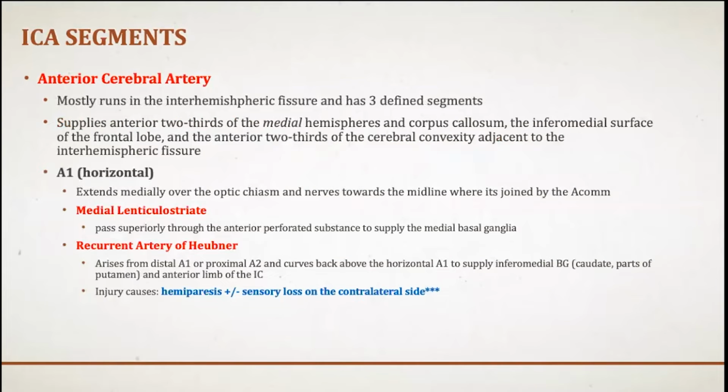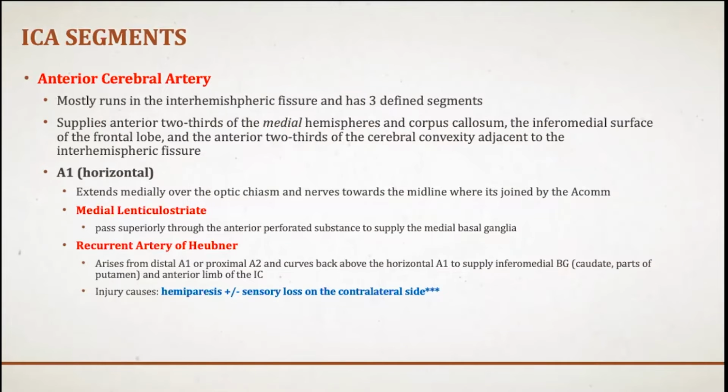Then you have the ACA, or the anterior cerebral artery, and this runs in the interhemispheric fissure and has 3 defined segments. So the ACA supplies the anterior 2/3 of the medial hemisphere and the corpus callosum, and the inframedial surface of the frontal lobe. So the main thing to remember about the ACA is that it supplies the territory. If you look at a CAT scan, an axial view, it supplies the frontal lobe and runs in the midline, basically. So if you think about how the homunculus looks or how the motor cortex is separated, an ACA stroke can cause leg weakness mainly. That's what you have to remember.